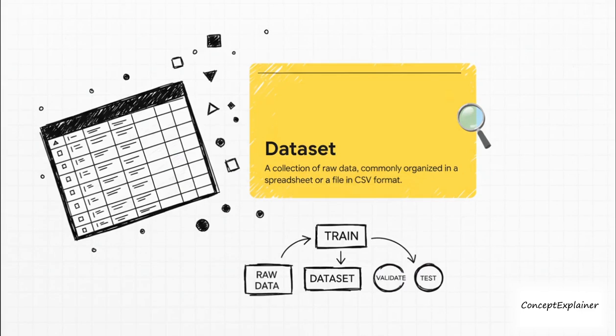And once you've gathered all that stuff, what you have is called a data set. It's really just a collection of all that raw information. A lot of the time, you'll see it organized in something that looks like a spreadsheet, a CSV file. That's a super common format. This is our starting point.